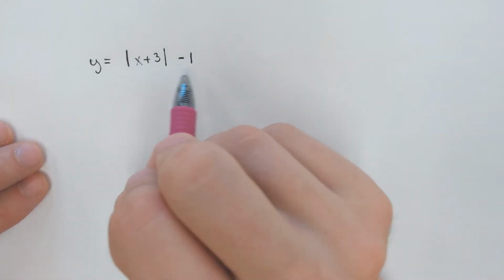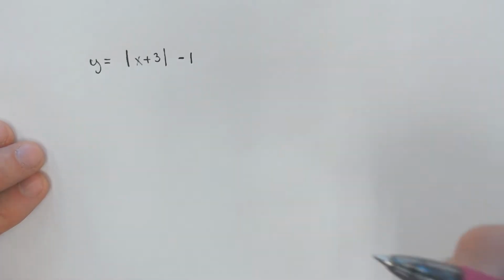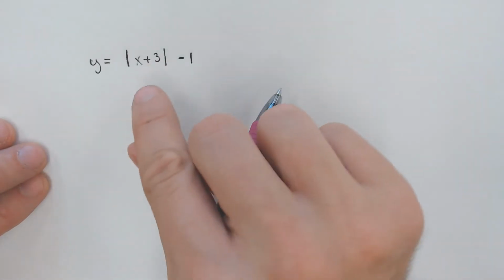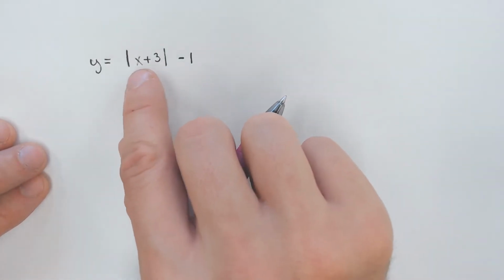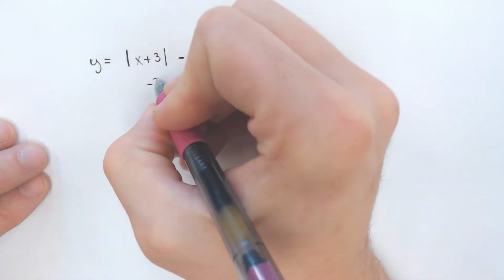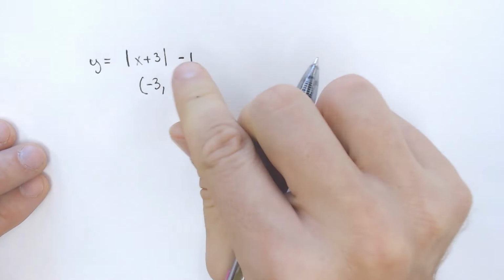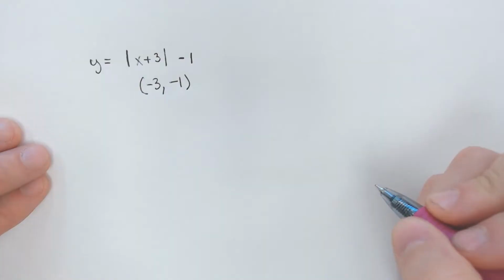And this is what I call change keep format, which is vertex form for a lot of different things, absolute values, square roots, parabolas, a bunch of things. So it's very important that you learn this shape, okay? So you change the sign of the 3 to being a negative 3, and you keep the sign of the negative 1, and you get your vertex.